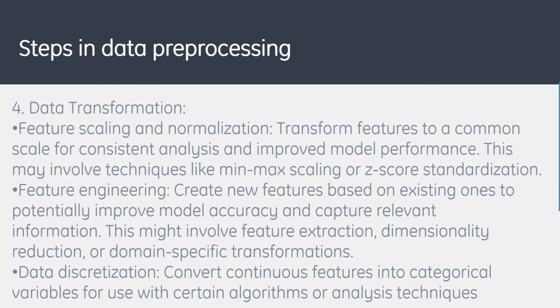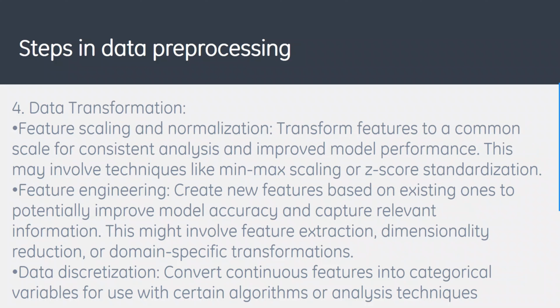Fourthly, we should do data transformation. Feature scaling and normalization: transform features to a common scale for consistent analysis and improved model performance. This may involve techniques like min-max scaling and standardization.